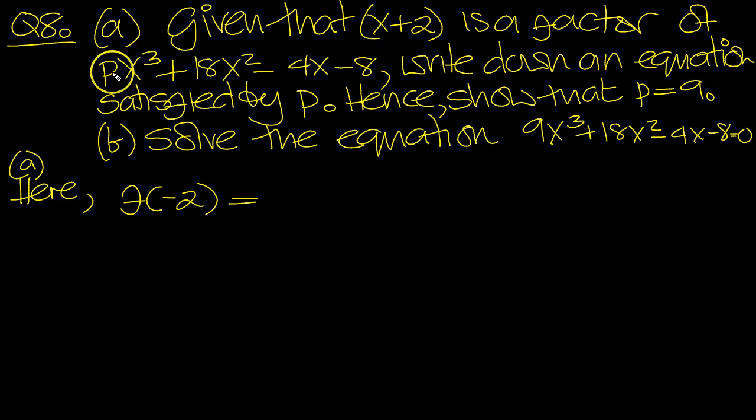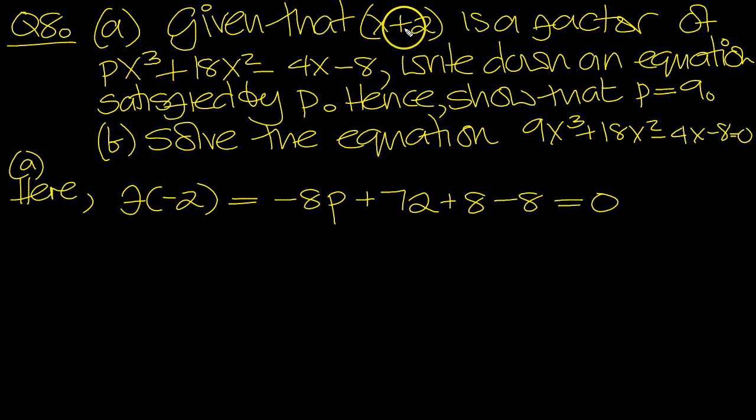Minus 2 cubed is minus 8p. And then minus 2 in here would be 4. Minus 2 squared is 4. 4 18s are 72. Minus 2 in here, minus 2 times minus 4 is plus 4 2s are 8. And then we've got a minus 8, haven't we? And f of minus 2 by the factor theorem equals 0, because x plus 2 is a factor.